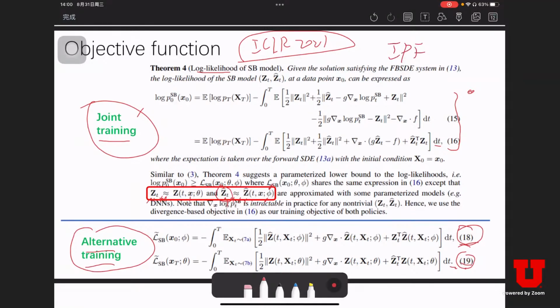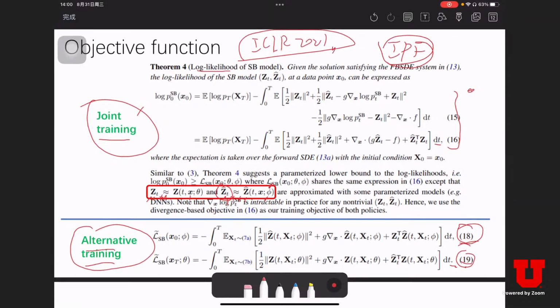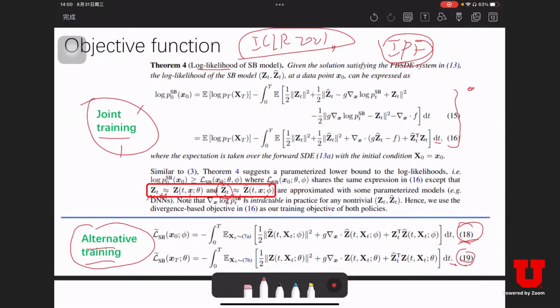I don't remember the exact name for this, but it just lets you know the story. IPF, for the alternative updates, is the more classical solution, with a long history, to solve such a Schrodinger bridge problem. And there's some new work from the deep learning side to propose a joint training, a joint likelihood, so we can jointly train the forward and backward SDE. So that's the story here. Any questions?